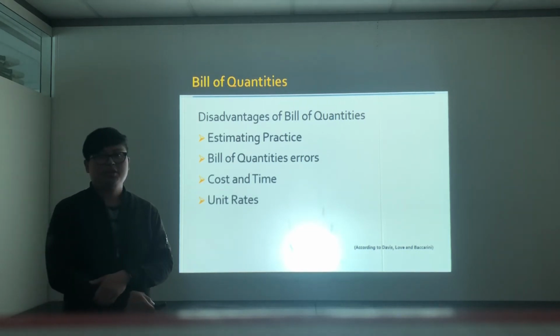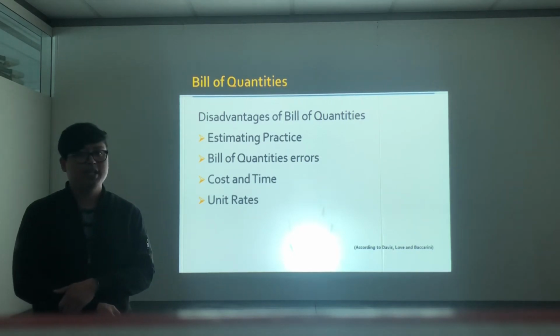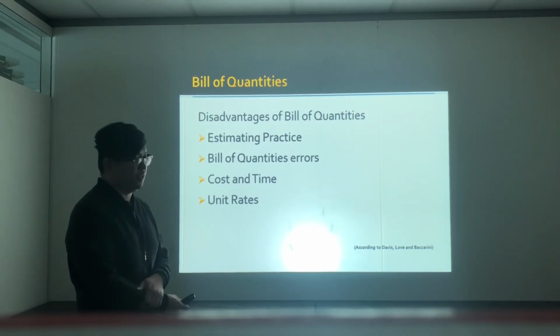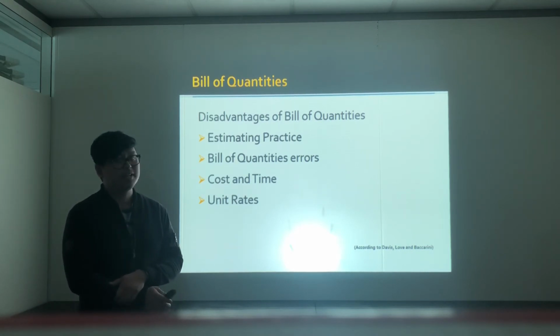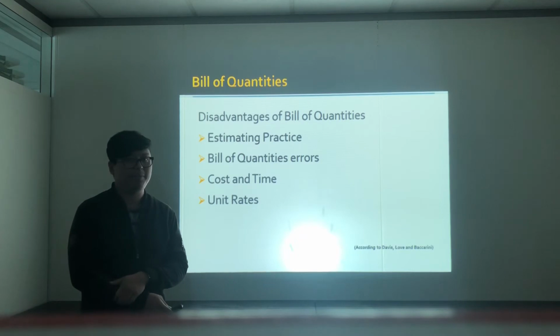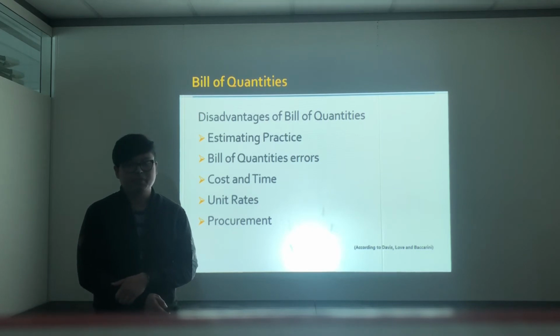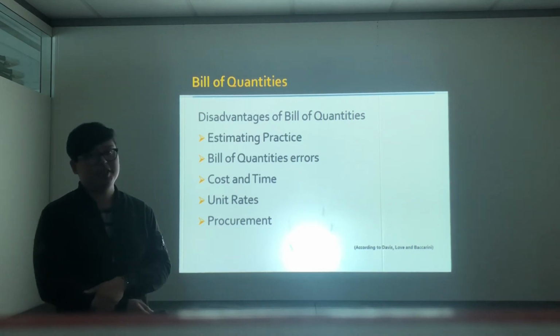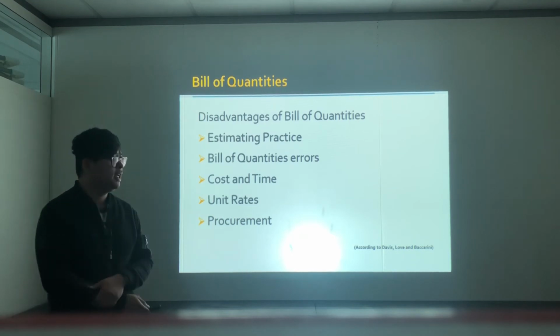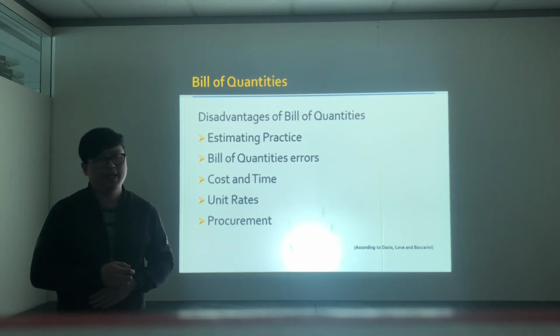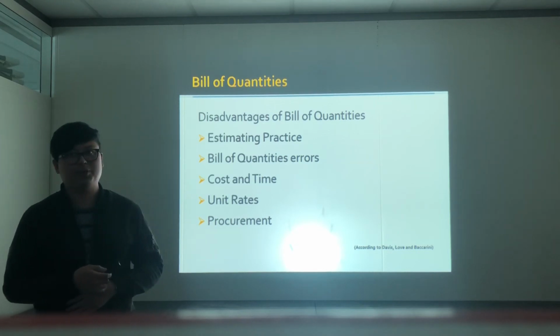Next, unit rates. Contractors may increase the rates on the early trades of the works, and may reduce the cost of the other trades, or the last ones that they will build in the project. Procurement. The BOQ discourages the contractor to submit any alternative design or value engineering because it may amend their quantities, and it will cost them time and effort to do it.